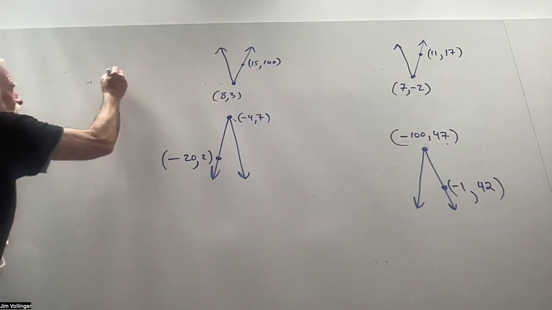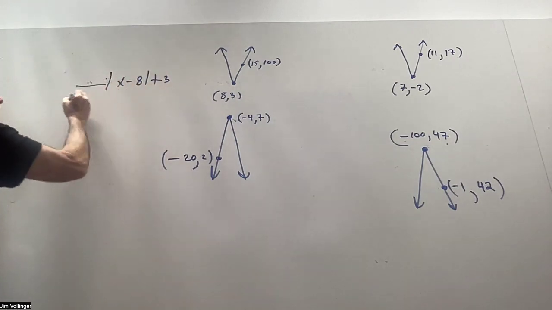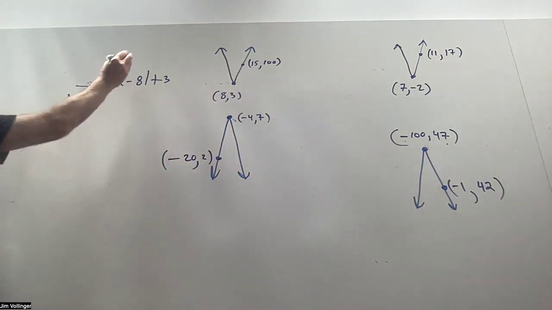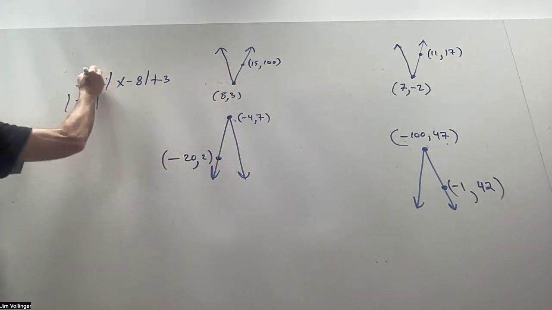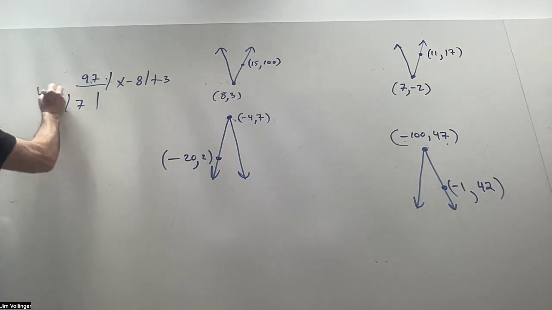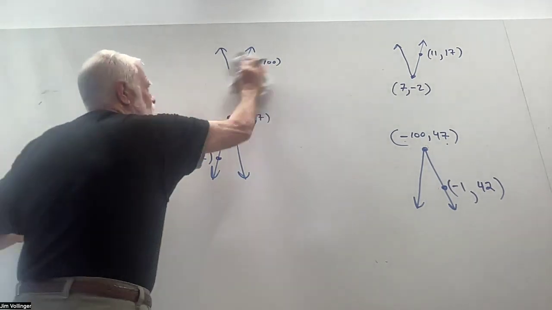Absolute value of x minus 8 plus 3. So this is going to be absolute value. The change from 8 to 15 is 7, canceling that out. From 3 to 100, I want to go up 97 units. So that's that one. Y equals... Pausing the video, you try the next one.